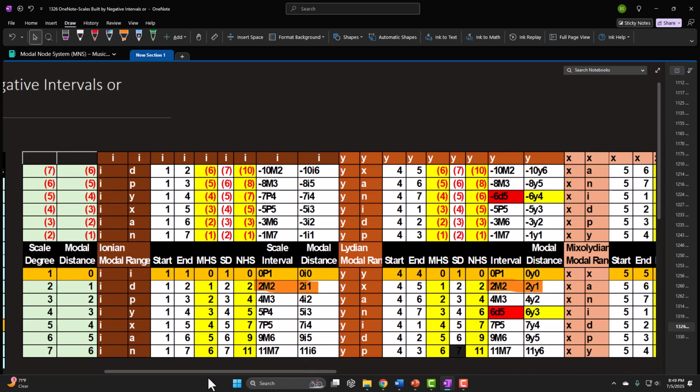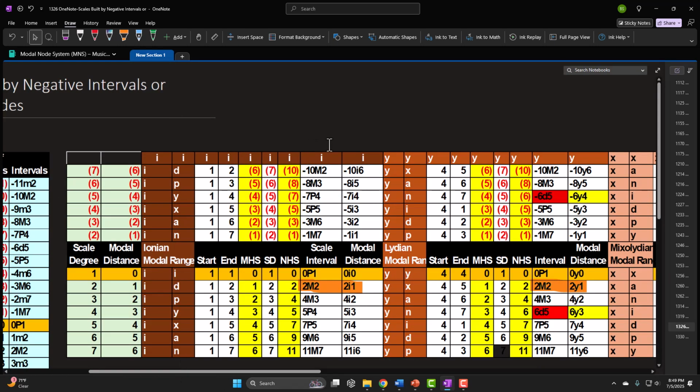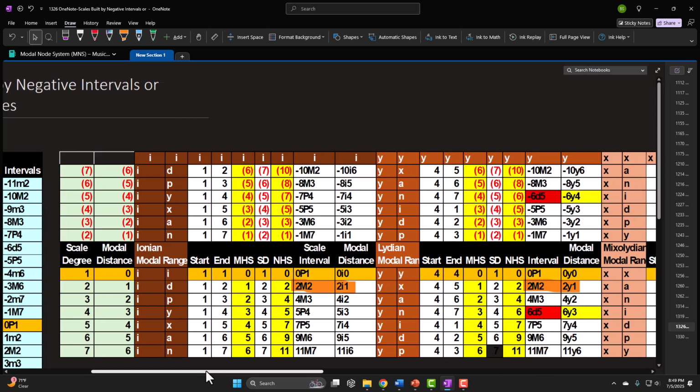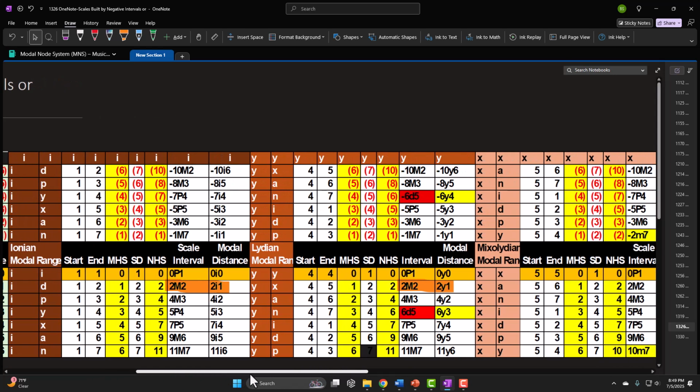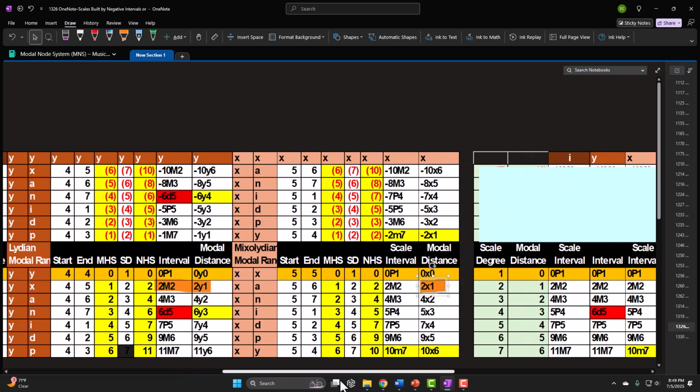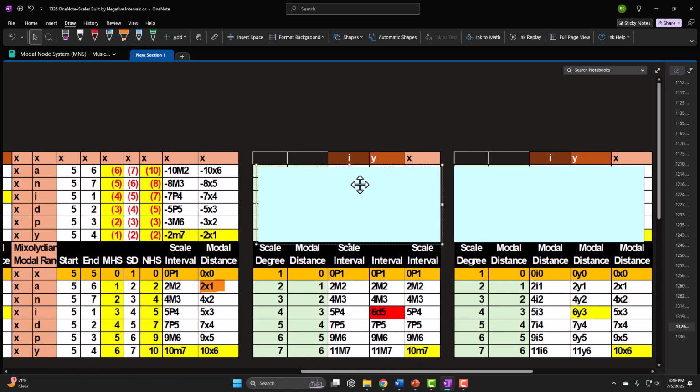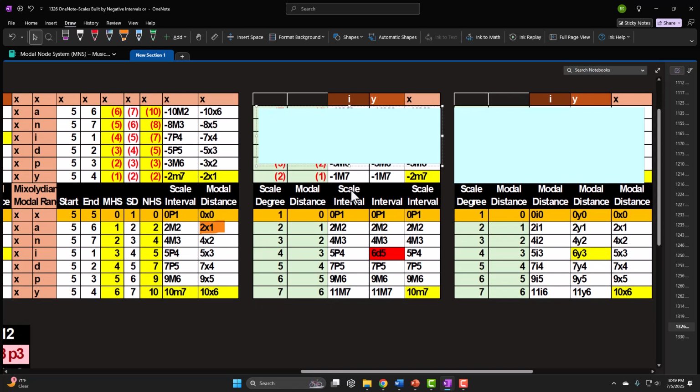All right, now if you have this in Excel, you can hide a lot of these columns and compare the modal ranges, compare the intervals, in whichever format you want. Some comparisons you might make, for example, is you might say, maybe I'm just going to line up the Ionian, Lydian, and Mixolydian, and then just compare the ranges as they're normally shown.